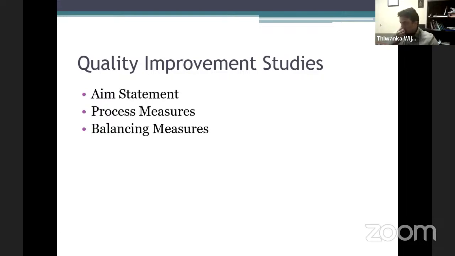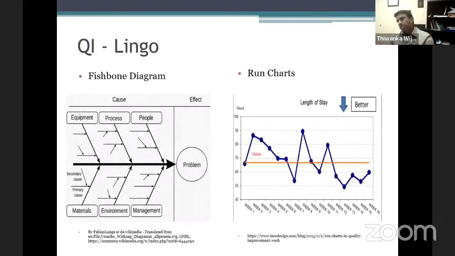All right. So process measures are what are the changes you have to do in order to get there, and balancing measures are how onerous is it? What are the compromises that you need to make in order to get there? So remember, in quality improvement studies, you need to focus on 3 things: the aim statement, process measures, and balancing measures. These are the terms that I just want to introduce in a quality improvement study.